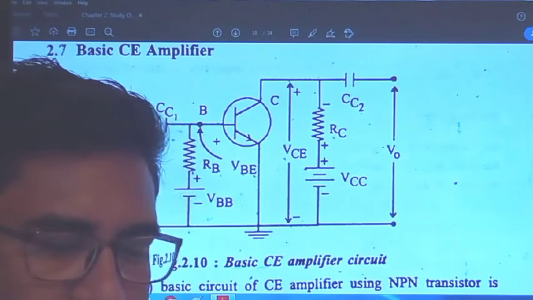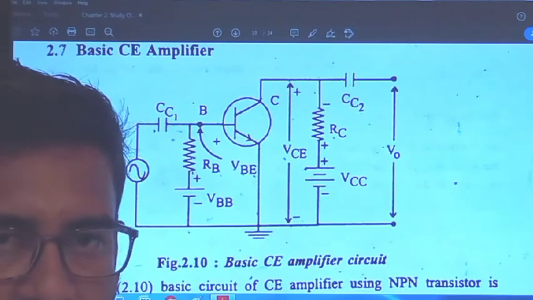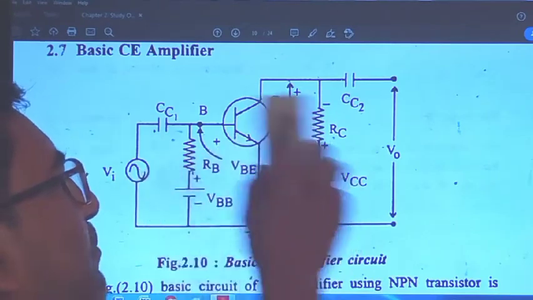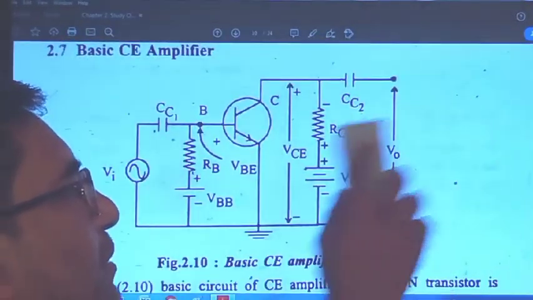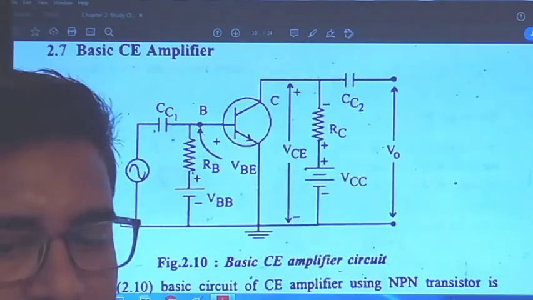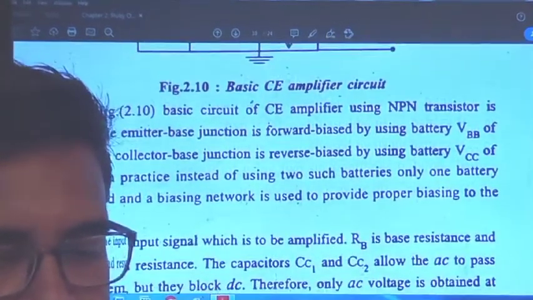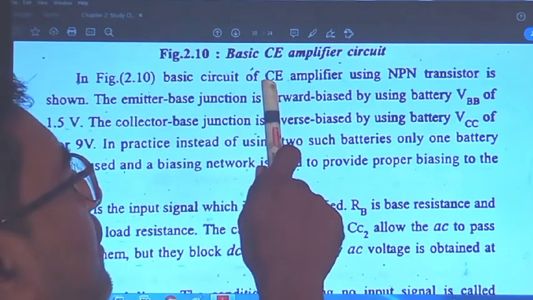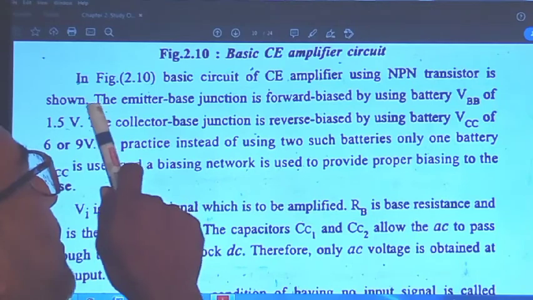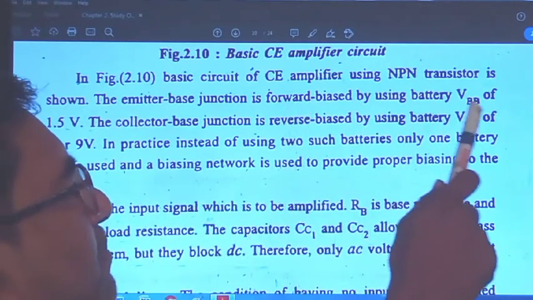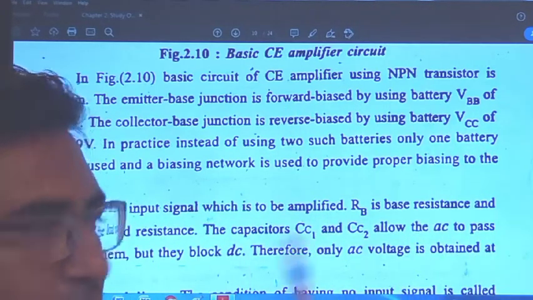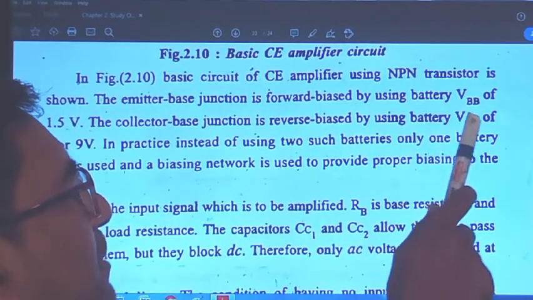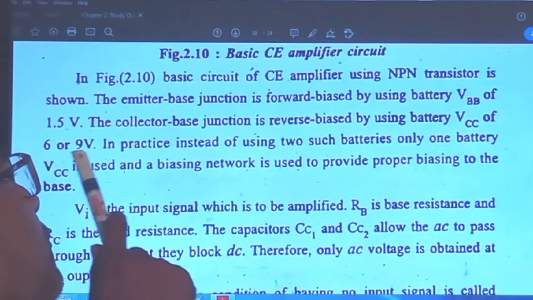It is very simple, students. Using the NPN transistor, we are designing the circuit in such a way that it will produce the amplified output. In the common emitter amplifier using the NPN transistor, the emitter-base junction is forward biased by using the battery VBB, of 1.5 volts, as I just told you. The collector-base junction is reverse biased by using the battery VCC of 6 to 9 volts.